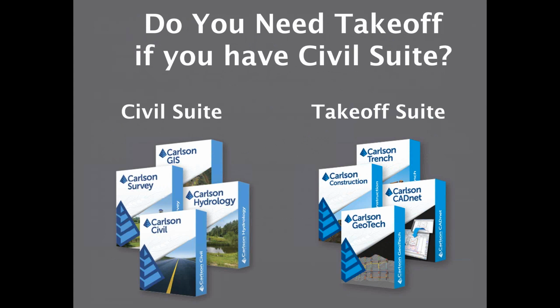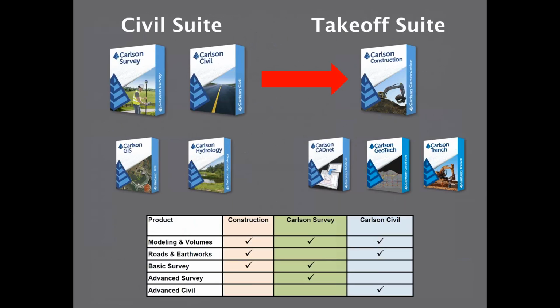And so I get questions a lot on, if we want to do machine control models for maybe new clients, maybe we want to open up a new division, what do I need? The 4 products that are in the Takeoff suite are Carlson Construction, GeoTech, CADnet, and Trench. So like I said, there is a lot of overlap. I'll show you some of that when we get into the program, but for now I've got a few more slides.